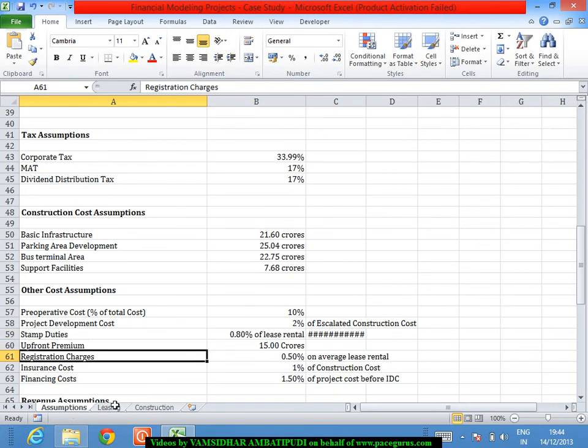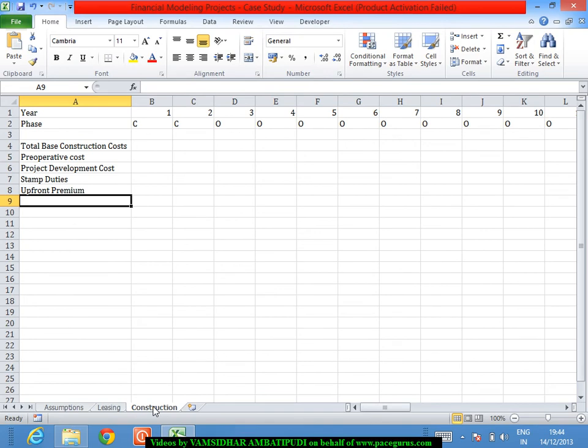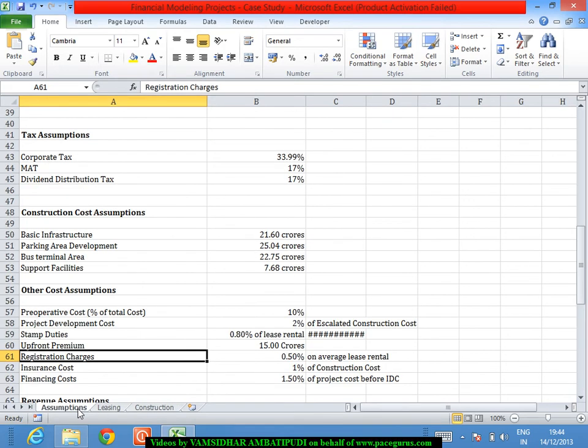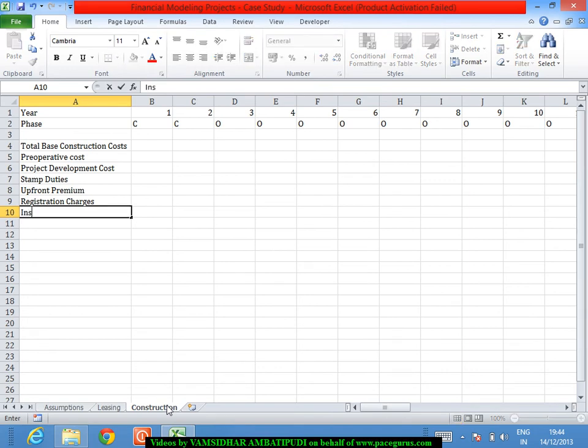Then we have the registration charges. Again, there could be different rules associated with registration. So let's look at the registration charges. Even that is applicable for the first 2 years of the project. Then insurance and financing costs. So we are talking about all these costs in the first 2 years of the project: insurance charges and even the finance costs.